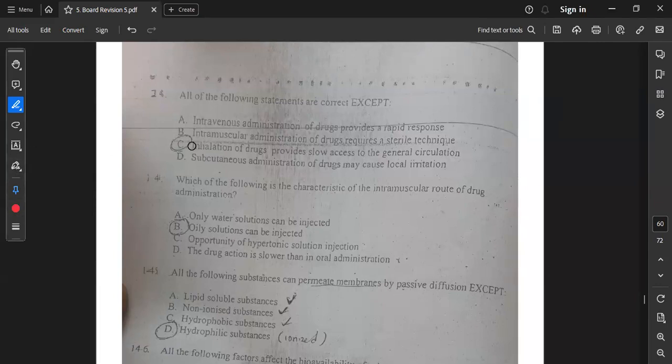Next, which one of the following is the characteristic of the intramuscular route of drug administration? Only water solutions can be injected. Oily solutions can be injected. Opportunity of hypertonic solution injection. And the drug action is slower than in oral administration. We talked about benzyl penicillin. Oily solutions can be injected here.